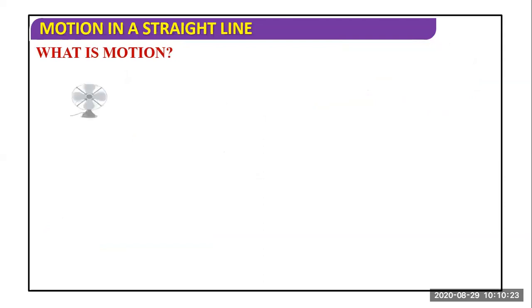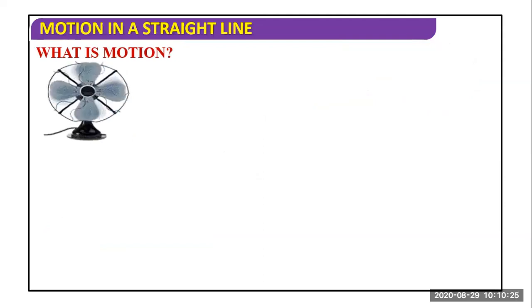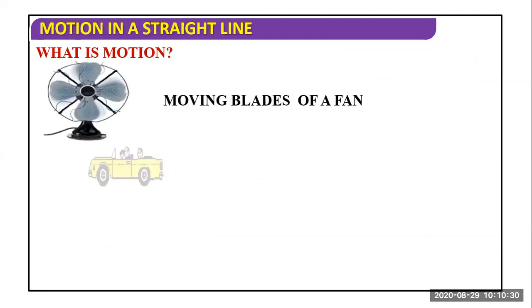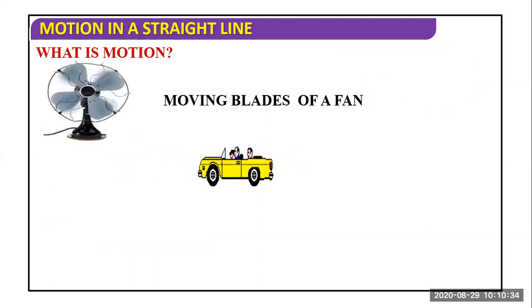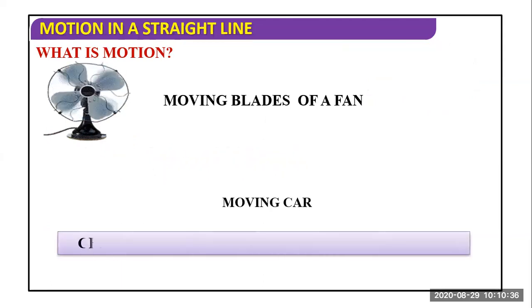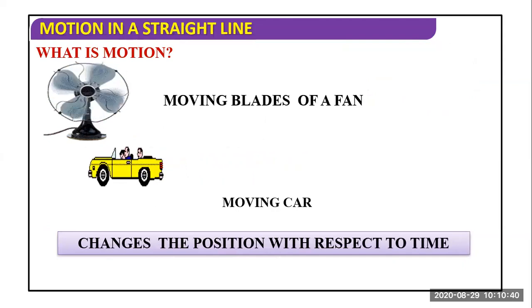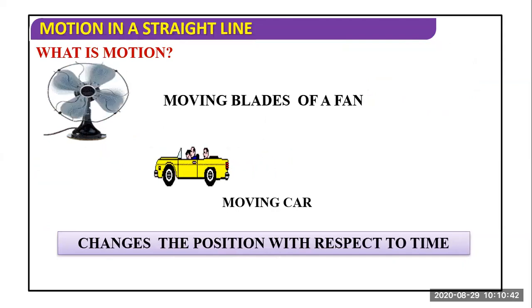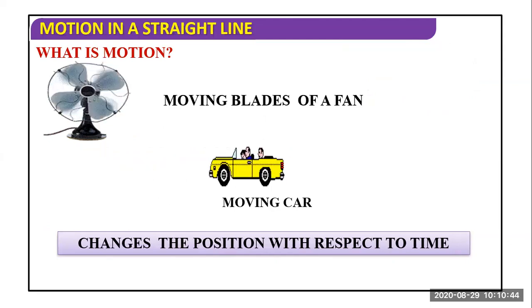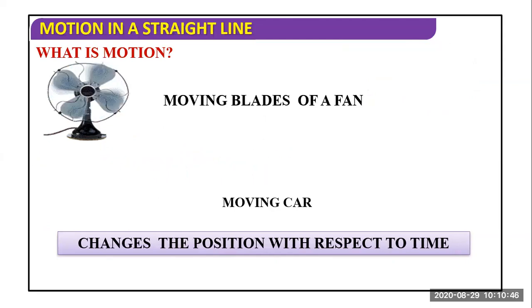So what is motion? The running fan can be considered in motion because its blades are rotating. A moving car can be considered in motion. It changes position with respect to time. So if the position of an object changes with time, then we call it in motion.